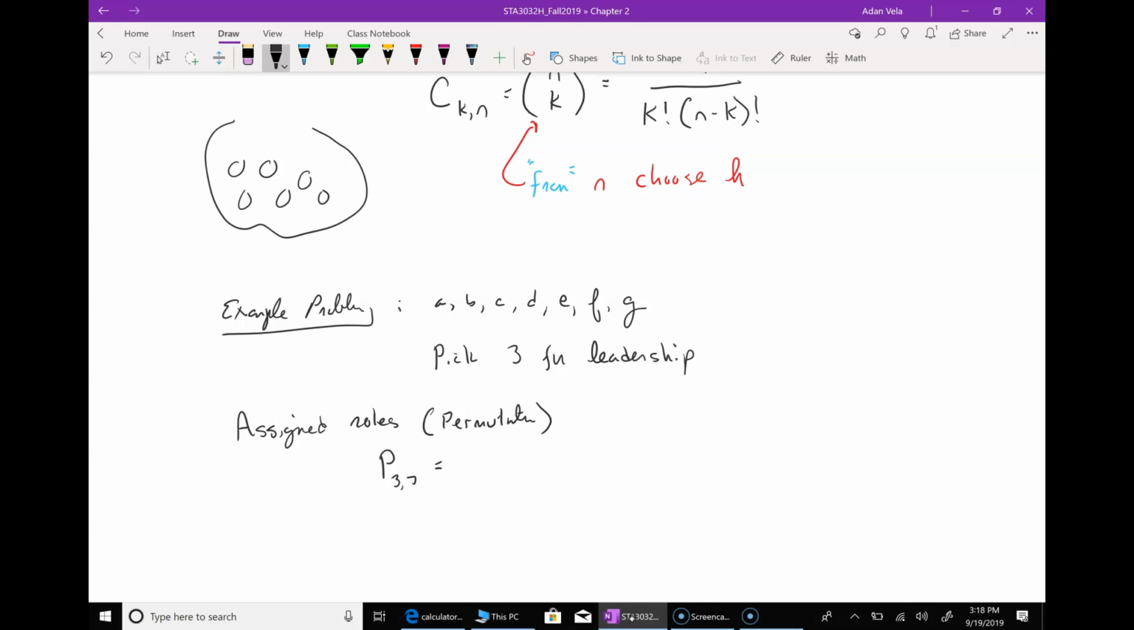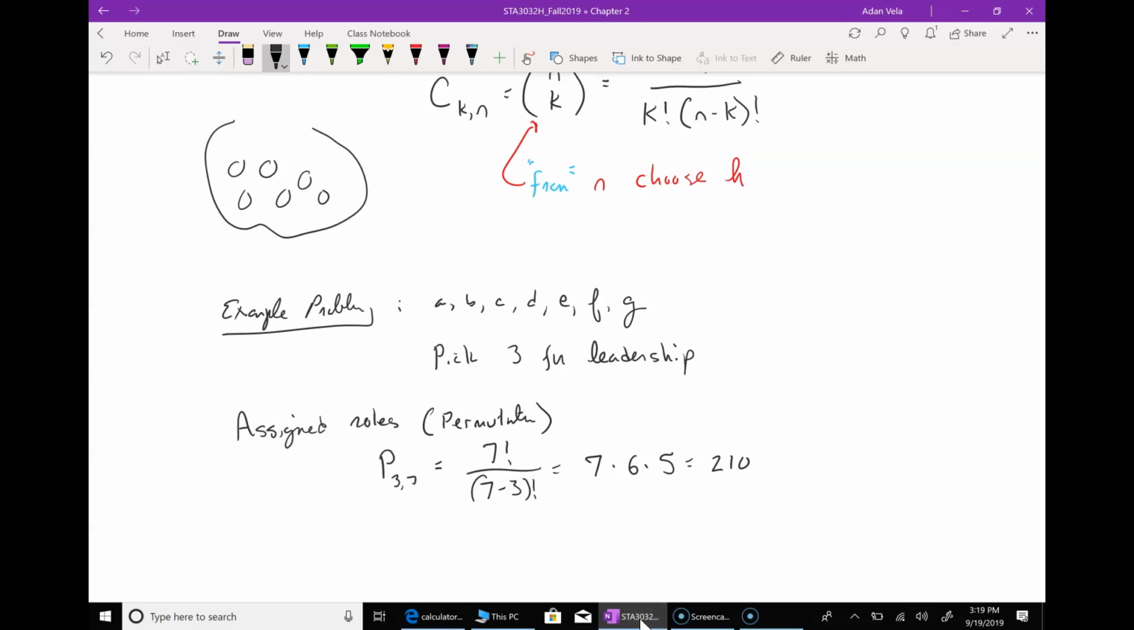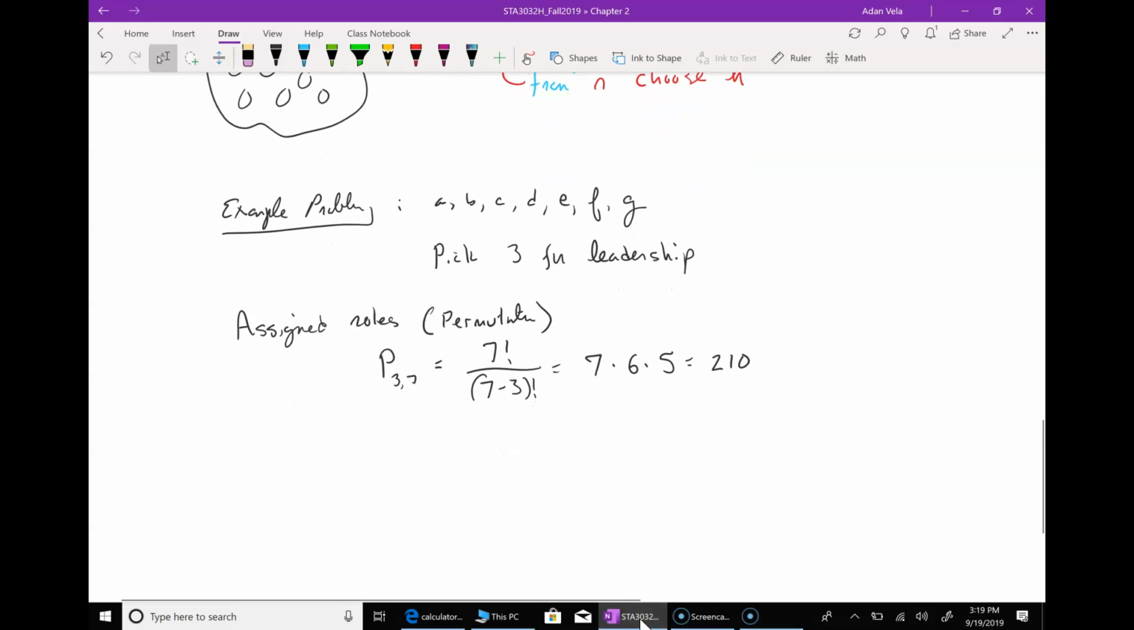We could actually calculate that out pretty quickly. It would just be 7 factorial divided by 7 minus 3 factorial. And again, nobody actually calculates the factorials. If you want to know what it is, it's 7 times 6 times 5, all right? And so, I don't even know what that is. 210. Yeah. Is it in there? Yeah, it is. All right. 210.